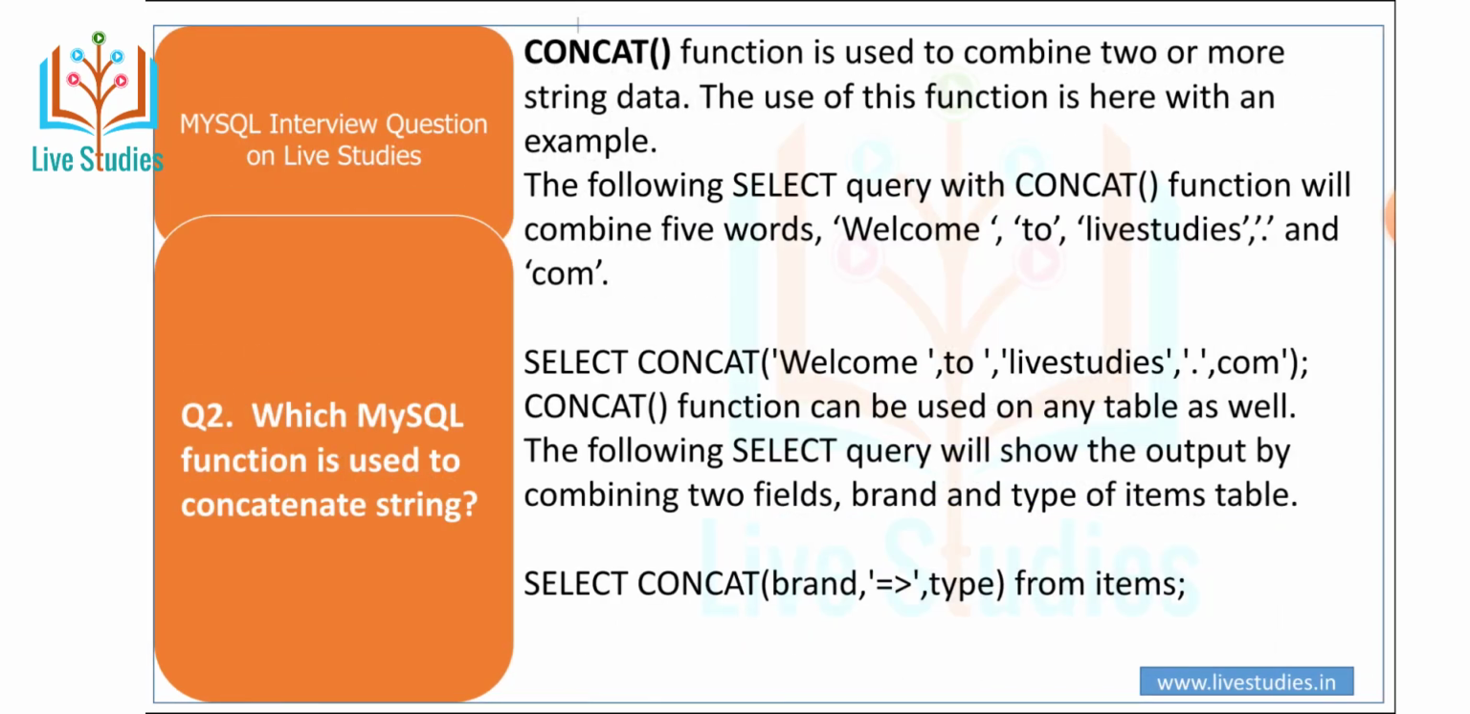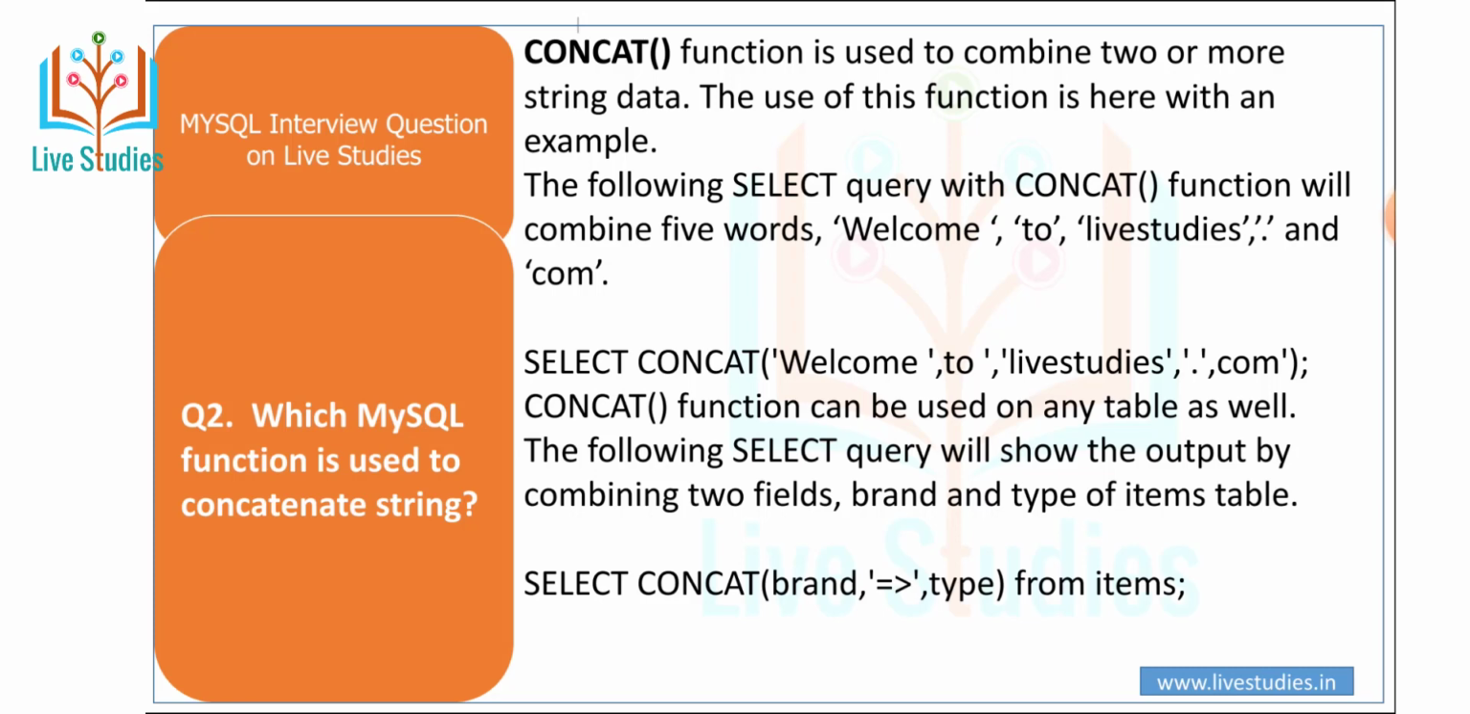Next question is, which MySQL function is used to concatenate strings? The CONCAT function is used to combine two or more string data. The use of this function is shown here with an example: the following select query with the CONCAT function will combine five words, meaning welcome to live study and com. Select concat welcome to live study and com.